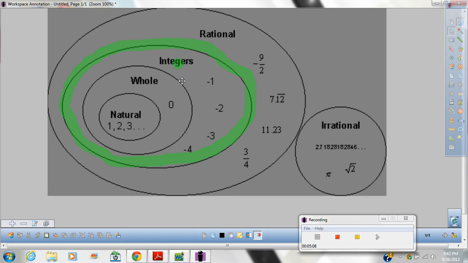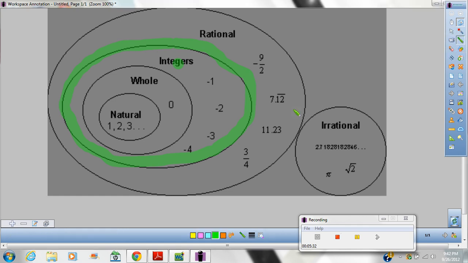0 is in fact an integer, but 0 is not a natural number. So, alright. How about natural numbers? Are all natural numbers always going to be integers? Think about it. 1, 2, 3, 4, 5, 6, 7, 8, 9, 10. Yes, they will always be integers. They are always going to be integers.